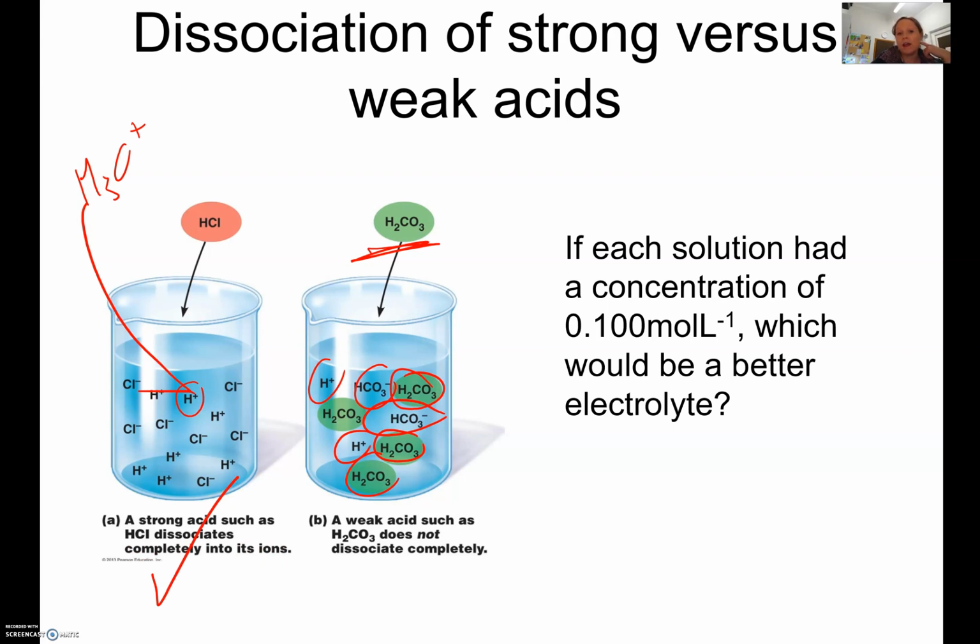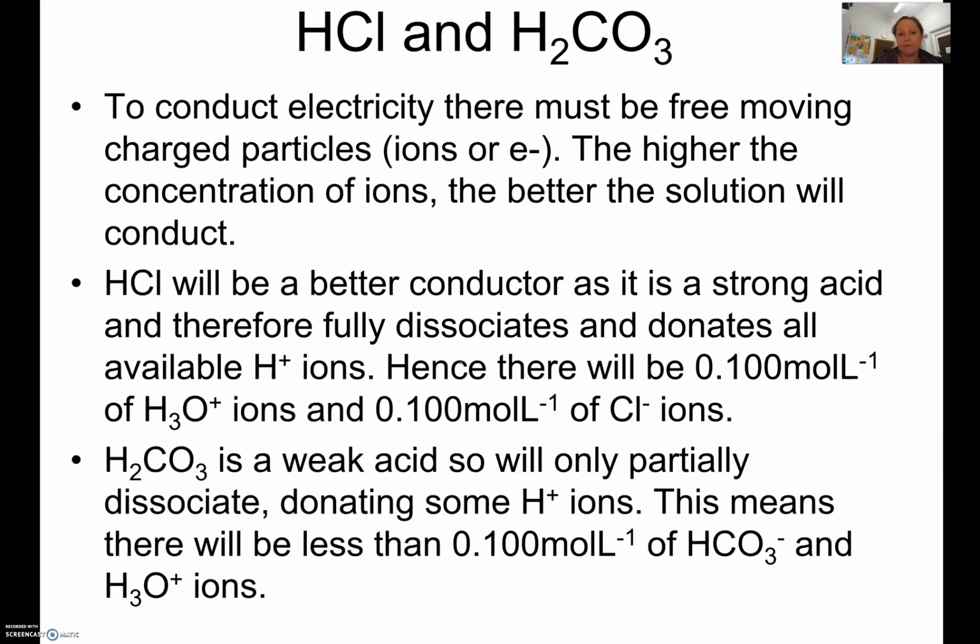Whenever we compare a strong versus weak acid, it's really important you understand that both of them have to have had the same concentration to start with so that we can compare. So if these had the same concentration, HCl would conduct better because it fully dissociates, producing a higher concentration of ions compared to this one here. Cool. So that's exactly what I've said here.